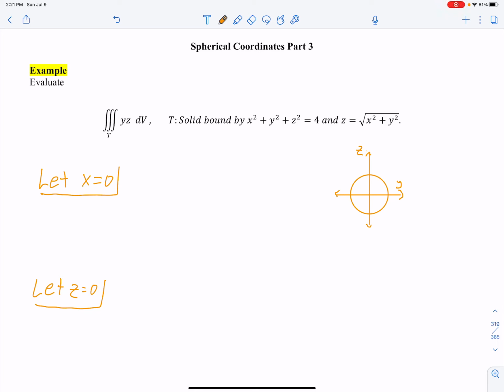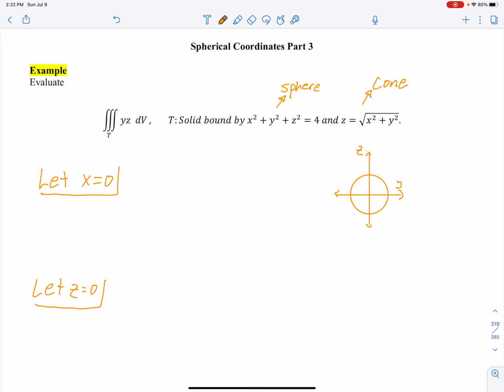In this video, we'll continue our discussion of spherical coordinates with the problem: the triple integral over T of yz dV, where T is the solid bound. Okay, this is a sphere. If I could spell sphere. There we go. Sphere. This is a cone. All right, so we're dealing with the intersection of a sphere and a cone. It's opening up, so probably just the top half of the sphere.